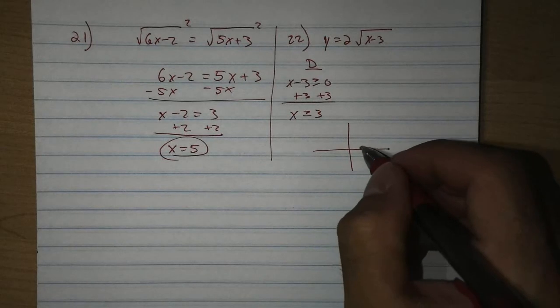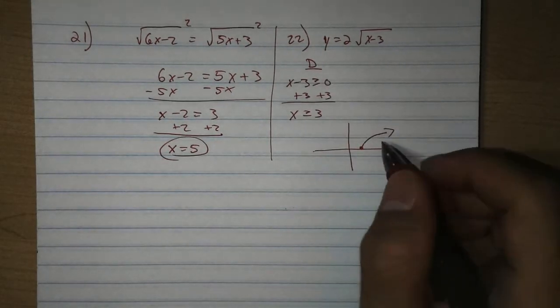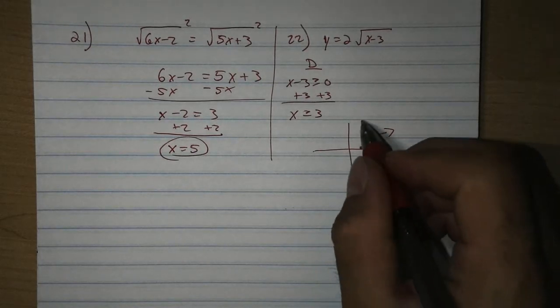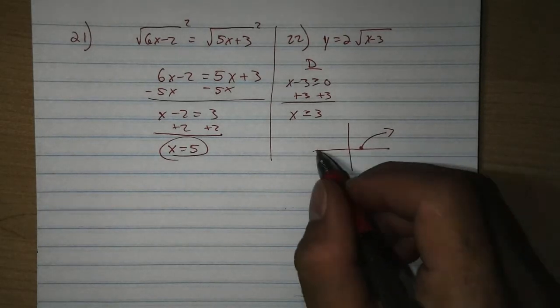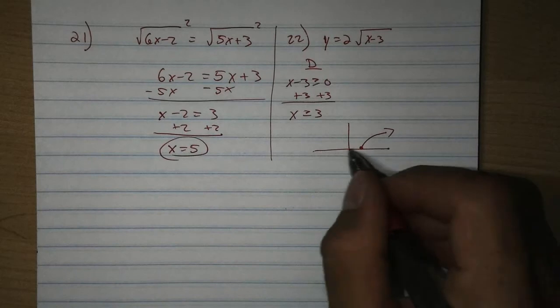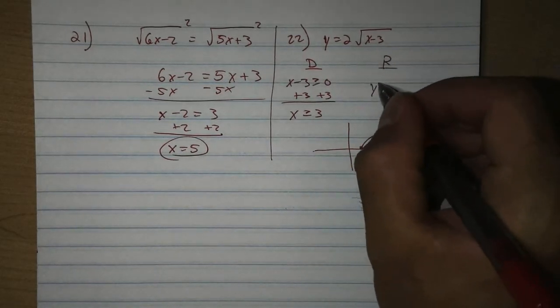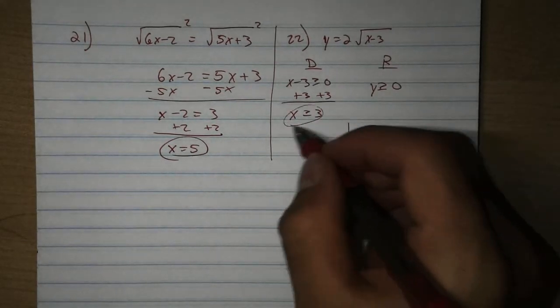So if we look at what this looks like, this graph looks like this. We said the domain is x greater than or equal to 3 because all of my x values must be greater than or equal to this 3 here. My y values, the range, must be greater than or equal to 0, anything above the x-axis. So these are my answers.